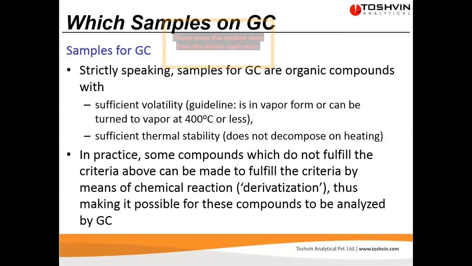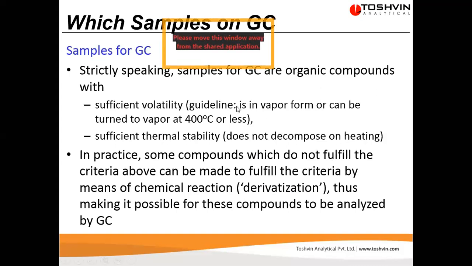But along with this, you should also take care of the second point, that is sufficient thermal stability. Not only volatility, your sample or compound should also be thermally stable. It should not be that you inject a thermally labile or unstable compound and it gets degraded. Then the results will create more confusion when you go on interpreting the data. So you should take care of these two things: sufficient volatility and thermal stability.